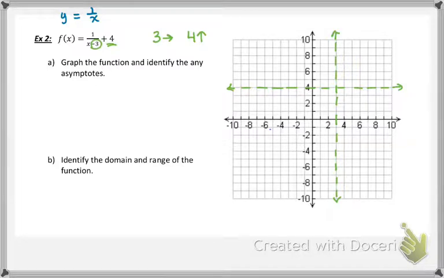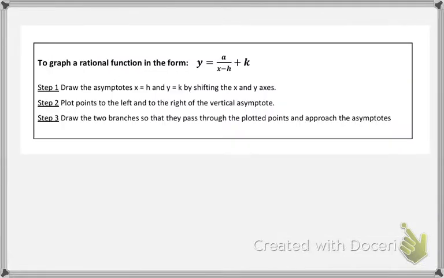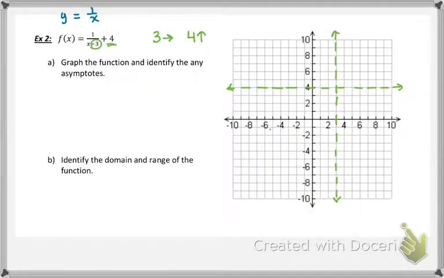So 0, 0 would be right here. That would be your new origin. And then this would be 1, 1. 1, 1 would be right here. Negative 1, negative 1 would be right here. And then we just have to draw the rest of our graph, approaching the asymptote. Same thing over here, approaching the asymptotes.